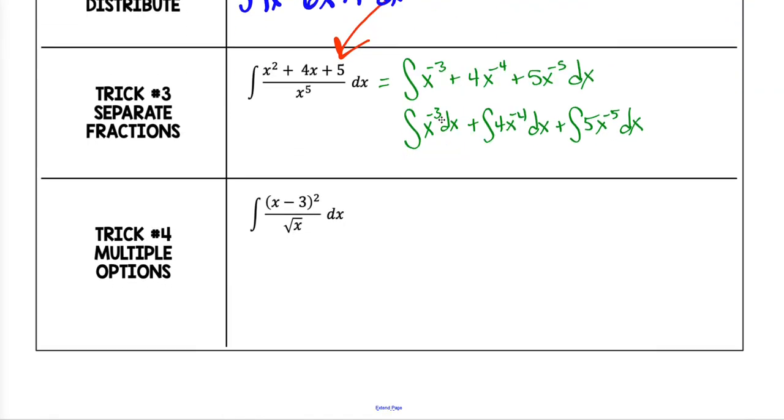This bottom one is probably the worst one. Can anybody think of how we can rewrite it simpler, so that they're all individual terms?